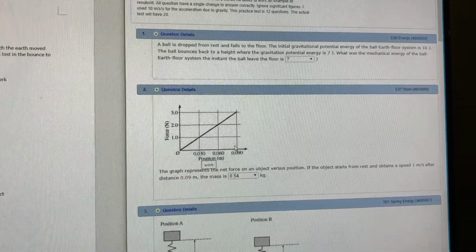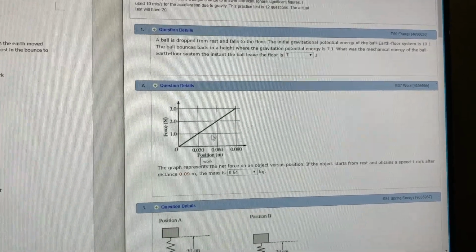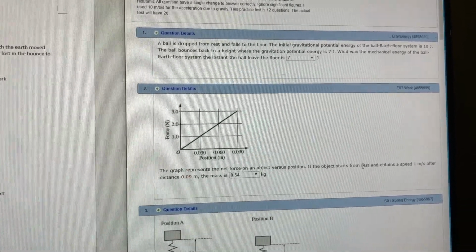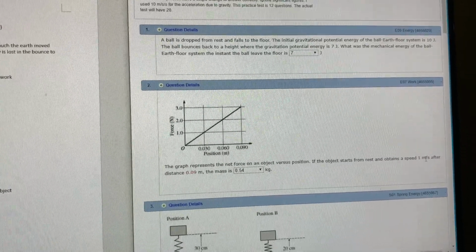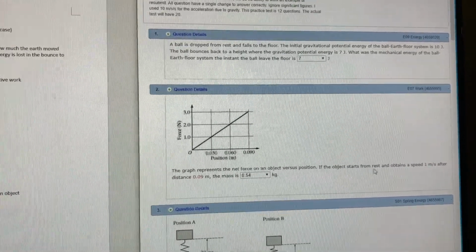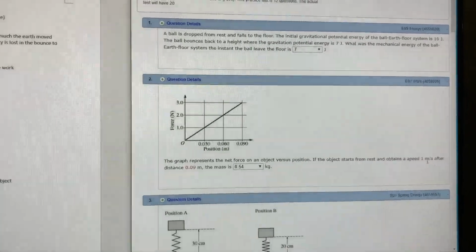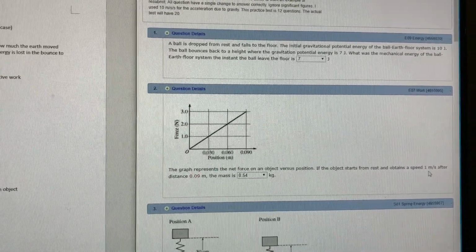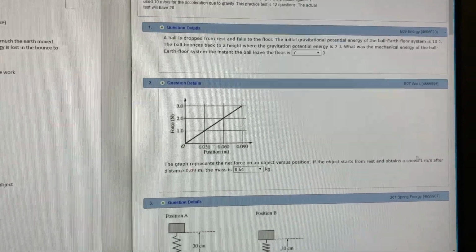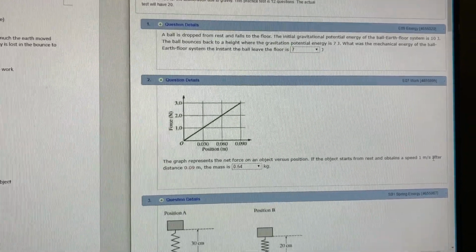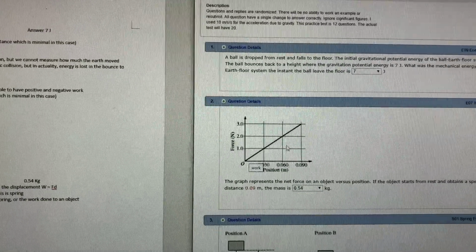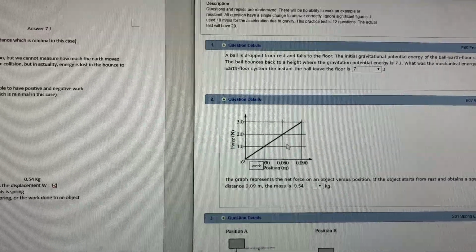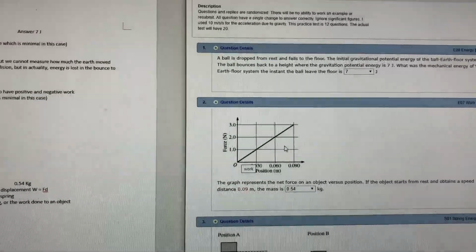The area underneath here is going to represent the work. I have an object that's starting from rest, and it's obtaining this speed. So that's going to be a starting kinetic energy of 0, and then it's going to speed up to 1 meter per second, so that's a new kinetic energy of 1/2 mv squared, and it's going to get that energy from the joules here, the energy that's represented by the area under the curve.